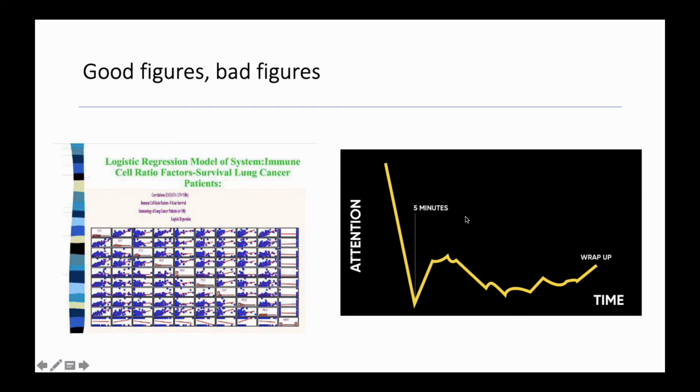This, on the other hand, is a perfect slide figure. Quite coincidentally, this is a figure of audience attention span. This is time. Within 5 minutes, the attention span usually plummets. I hope you're listening at this point because I have a couple more things to say.